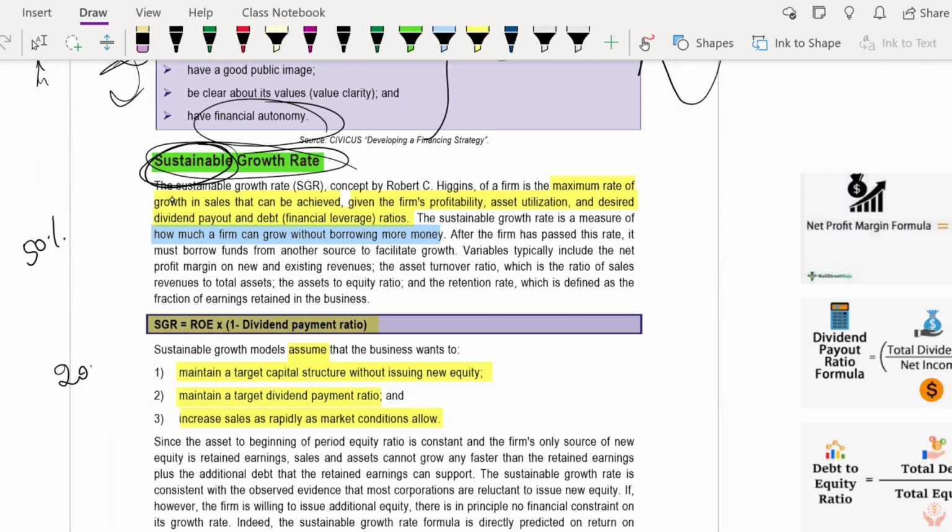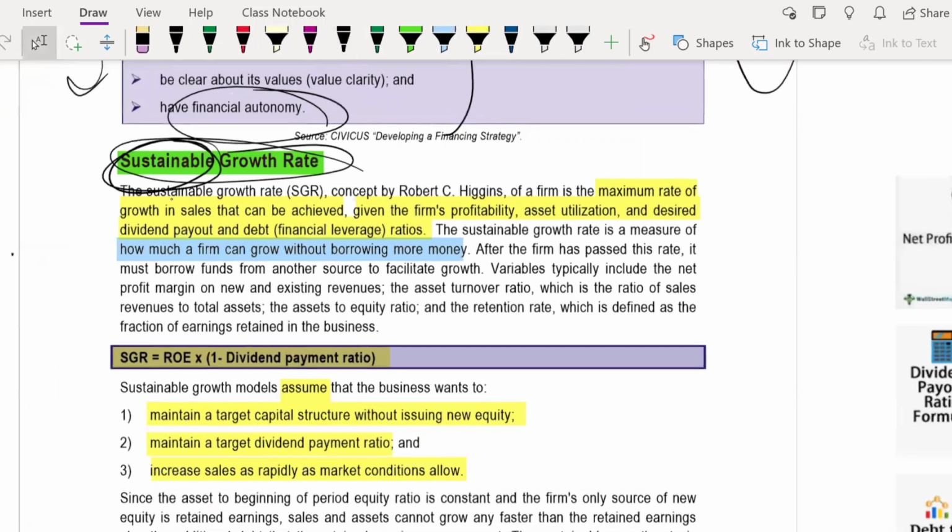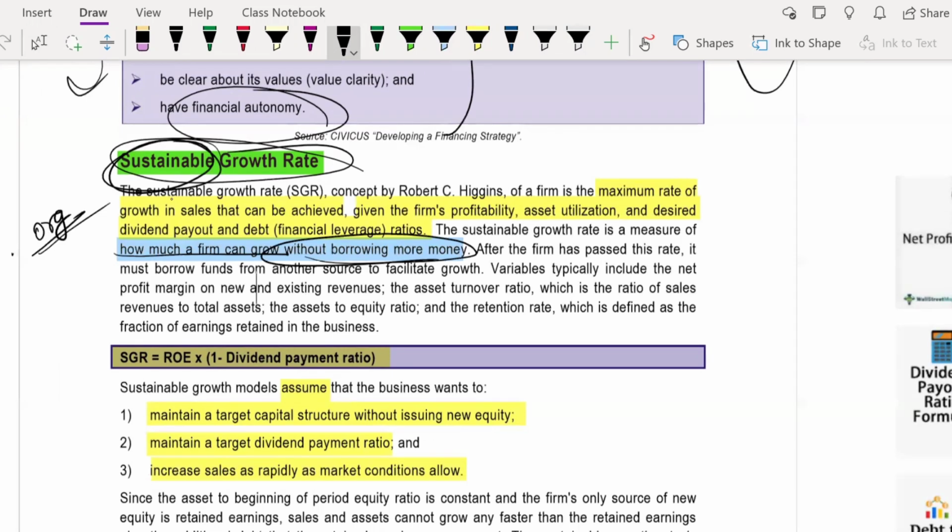Yes, so now let's read on that. Until now we read about sustainability in terms of society. Now when it comes to an organization, sustainability means how much a firm can grow without borrowing more money. Without borrowing more money, how much your firm can grow, that much your firm will be sustainable in the long term.